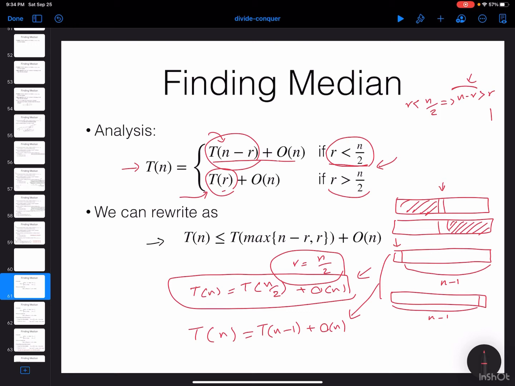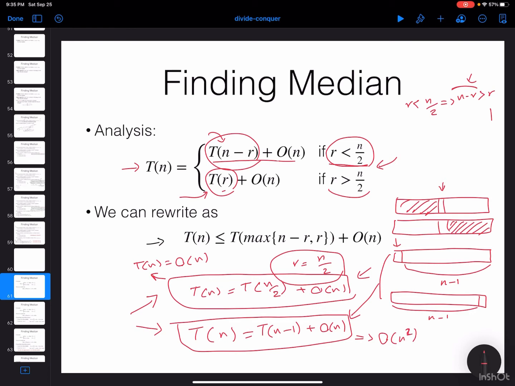So I can go as good as this or as bad as this. If you solve these recurrence relations, in this case, T of n will be O of n. You can simply solve it using the recursion tree, or even the master theorem will tell you that this is going to be O of n. This one is not solvable using the master theorem, but using substitution, you can simply check that this is going to be O of n square.